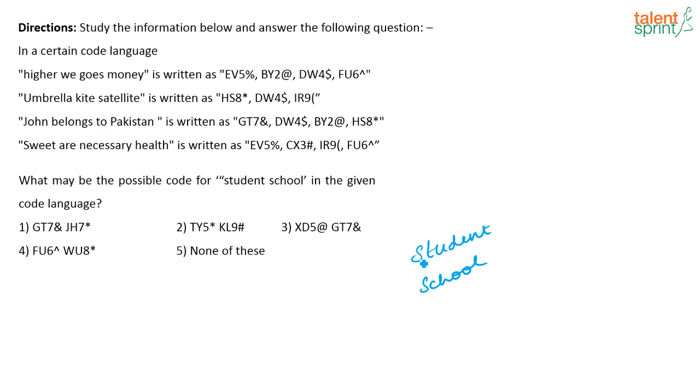So initially what do you do? Student school: 1, 2, 3, 4, 5, 6, 7. So again 7 letters here. So 7 will be followed by "and". Then 1, 2, 3, 4, 5, 6. What will 6 be followed by? 6 will be followed by this symbol. Okay, so look at the options that are given here. Again, to our luck, there are no options which have 7 and 6. All of these are going to be wrong. Obviously your answer is going to be none of these.